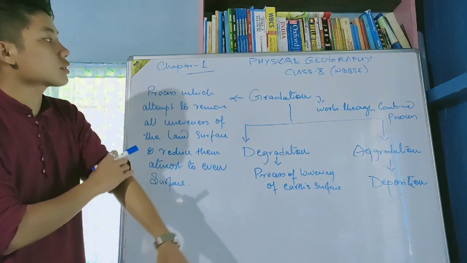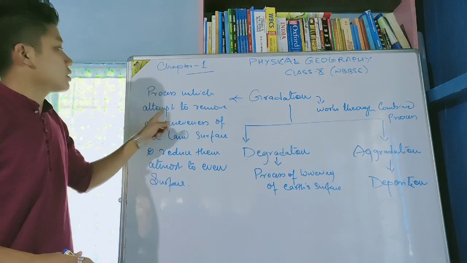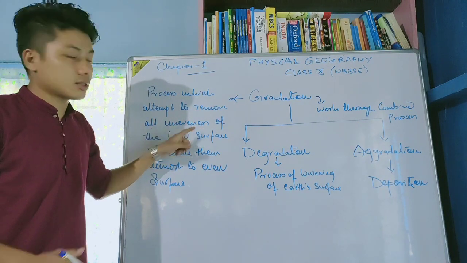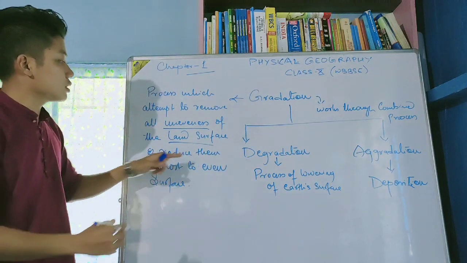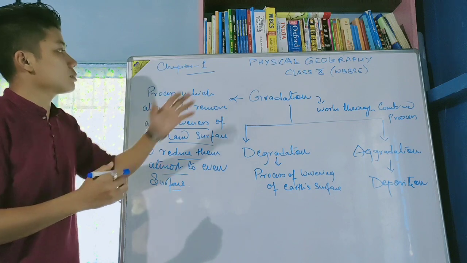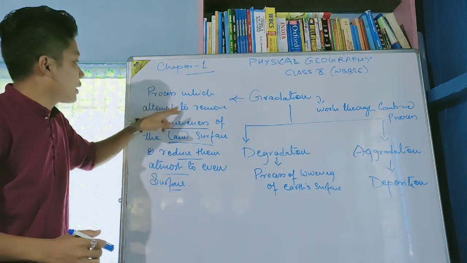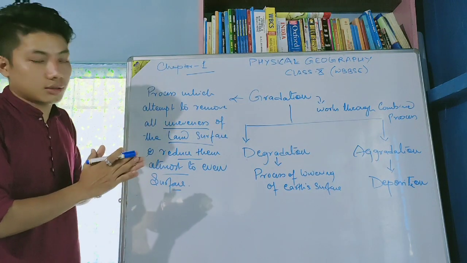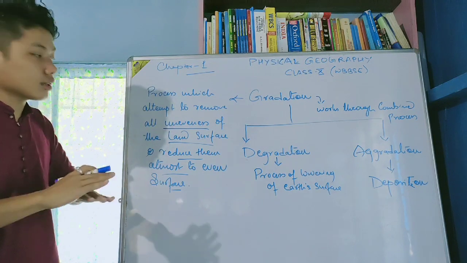Next heading we have gradation. It's a part of exogenetic process. So what is gradation? It is a process which attempts to remove all unevenness of the land surface and reduce them almost to an even surface. That means it's a geomorphic process which attempts to remove all the unevenness of the land surface and reduce them almost to a plane surface or even surface.